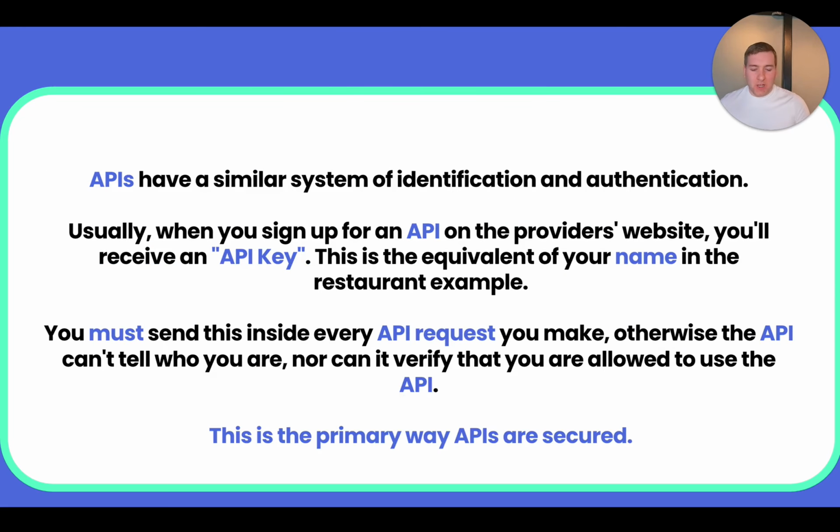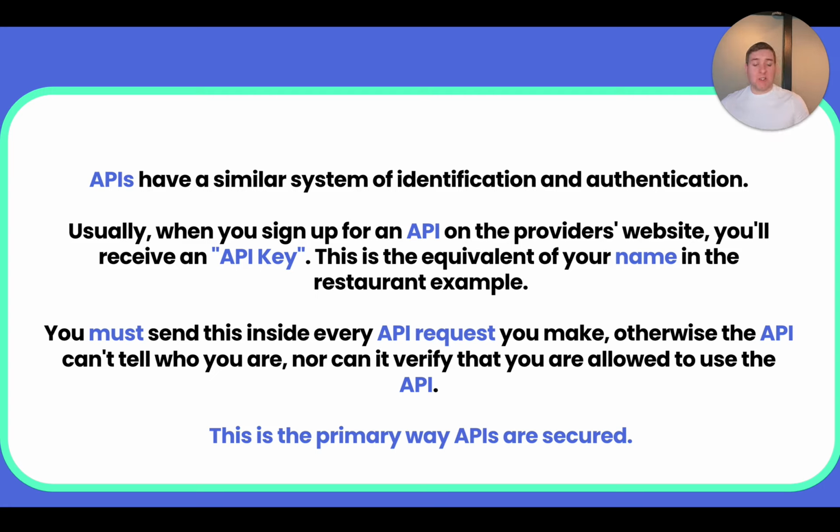Let me show you. So APIs have a similar system of identification and authentication. So identification being, who are you? And then authentication being, are you allowed to do something? So, in the real world, we use names and we use phone numbers to know who each other are.